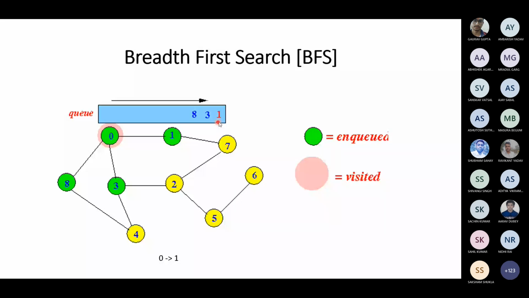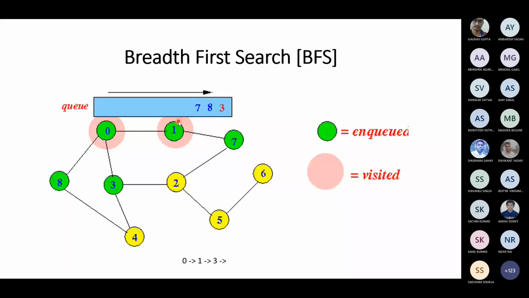So 1 you visited, and 1 has the edge 7. Where will you insert 7? After 8. In depth first search you inserted on the top, but in breadth first search you will insert after 8. After 8 you inserted.